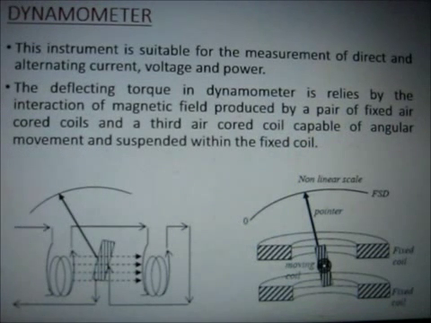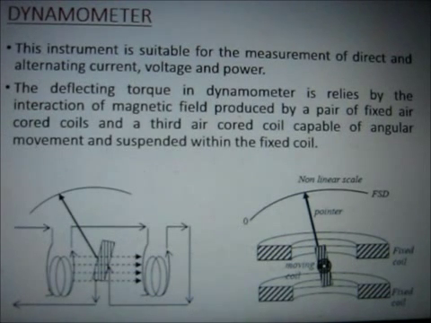Next type is the dynamometer type. This type is suitable for the measurement of DC along with the AC voltage and power. The deflecting torque in a dynamometer relies on the interaction of the magnetic field produced by a pair of fixed air core coils and a third coil capable of angular movement.